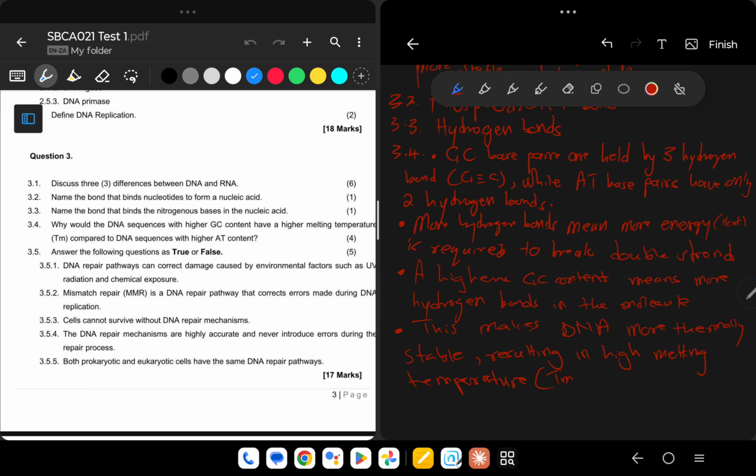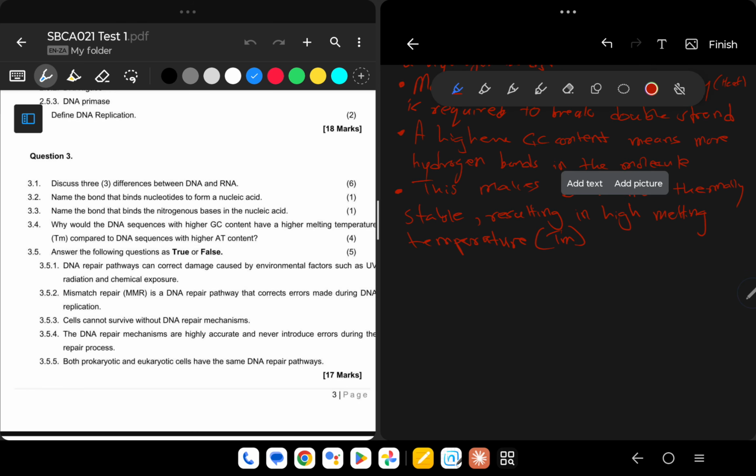In terms of the temperature Tm, which I'm speaking about there. So this is the reason why DNA sequences with high GC content have a high melting temperature compared to DNA sequences with a high AT content. So that's basically the answer to the question.